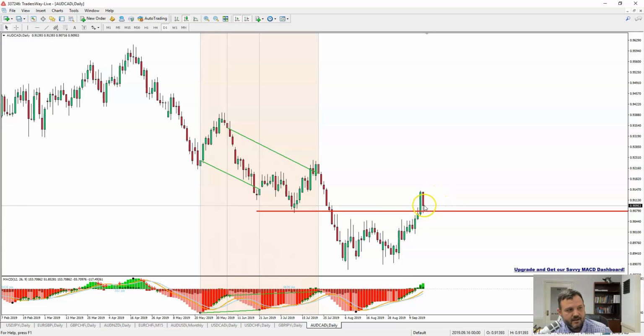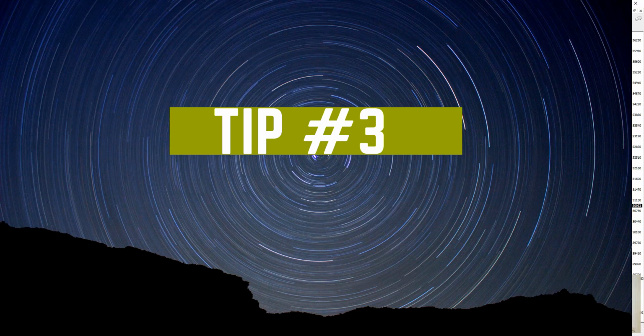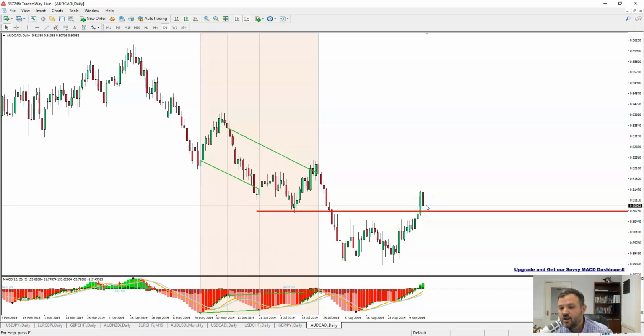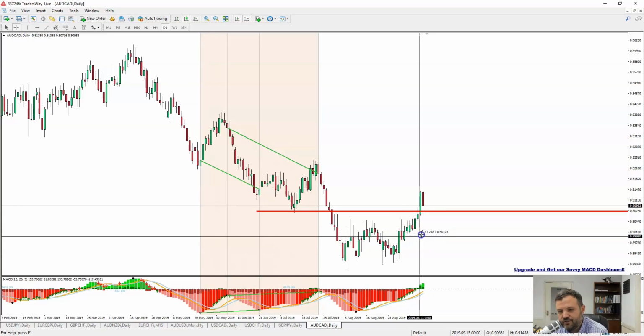Okay, and the next tip that I have is how to maximize your profit, and that is to get into the trade with a smaller stop loss. Normally, if you are using daily and you've got to put your stop loss below a level, it could be a very large stop where it's like this one's 86 pips.